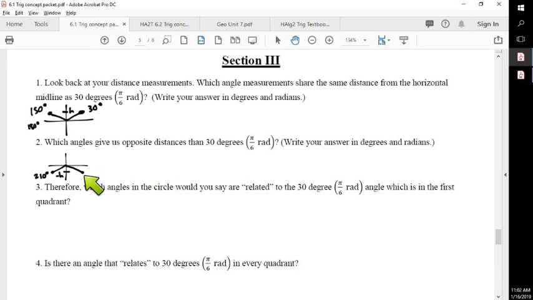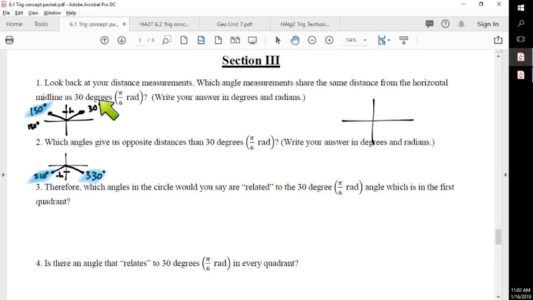This would be the opposite distance than the 30 degrees one. You guys know what angle this is? 330. Yeah, 330. You go to 360 degrees, subtract 30, you get 330. So these guys right here all give us the same height, just about, almost. They're all related. And so let's change our thinking now for a second.